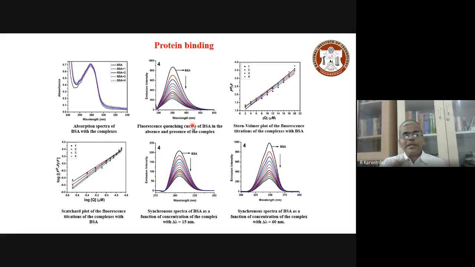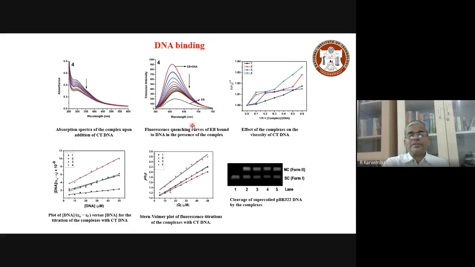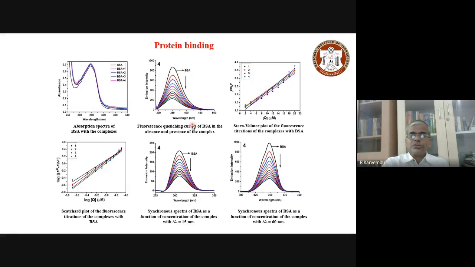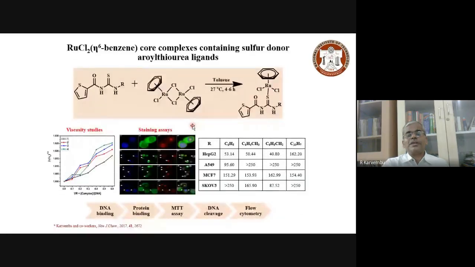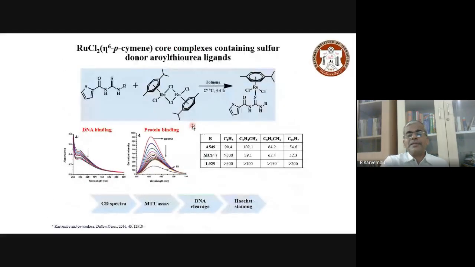So there should be a binding between these compounds and the protein. Then only these molecules can be transported within the human system to the point where there are cancer cells. So we have observed that these ruthenium-arene complexes not only have the DNA binding property, but also protein binding property. So after these fruitful results, of course, the MTT assay has been performed to evaluate the anti-cancer property of these complexes, right?